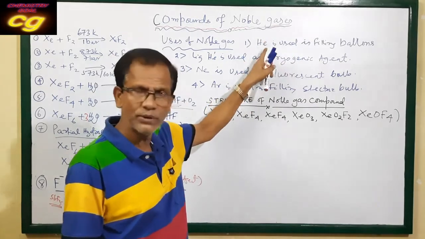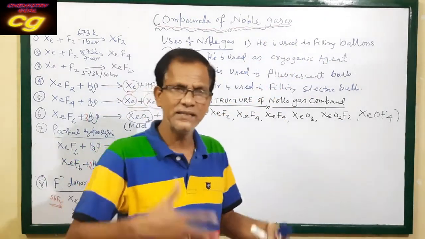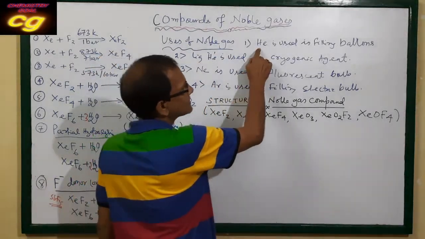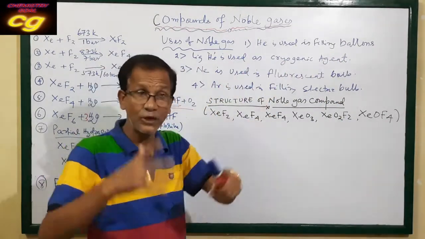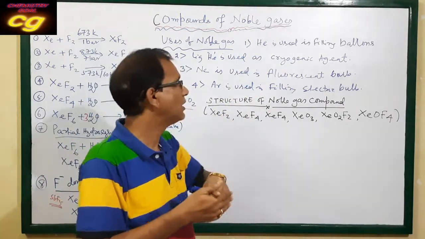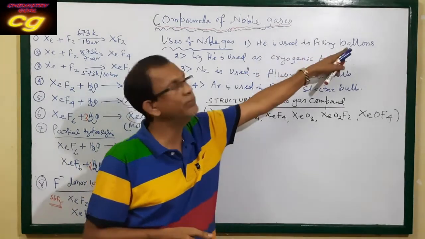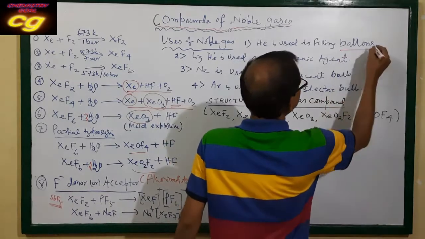It is non-inflammable, and it is lighter, so its lifting capacity is more. That's why it is used in filling balloons. Compared to hydrogen, which can be combustible, helium is non-combustible, non-inflammable and lighter. That's why it is used in filling balloons. This is very important.